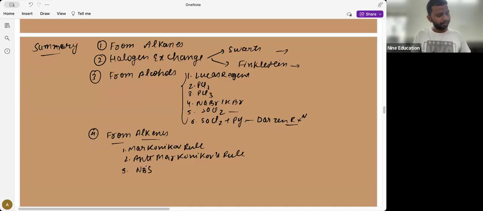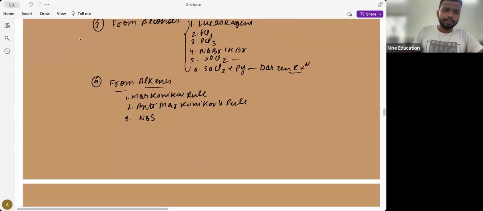After that we did one ICl reaction also, with free radical mechanism it was. Last one from alkenes. The last, fifth one we prepared from amines.